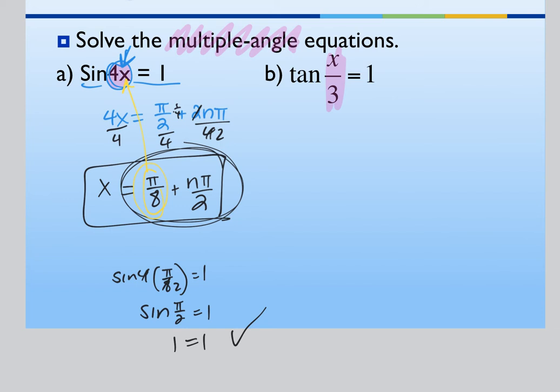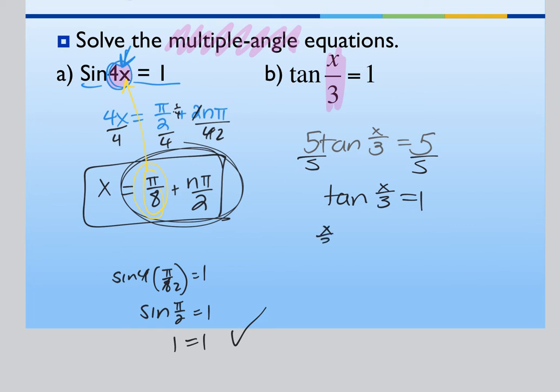Yep. All right, so with tangent of x over 3 equals 1, the first thing I'm going to do is look for where it's already by itself. Like if there was, let's say it said 5 tan x over 3 equals 5. What's your first step? Divide by 5. Then it becomes tan of x over 3 equals 1. Now I'm looking for where tangent's 1. Where's tangent positive 1? Pi over 4 plus n pi, right?